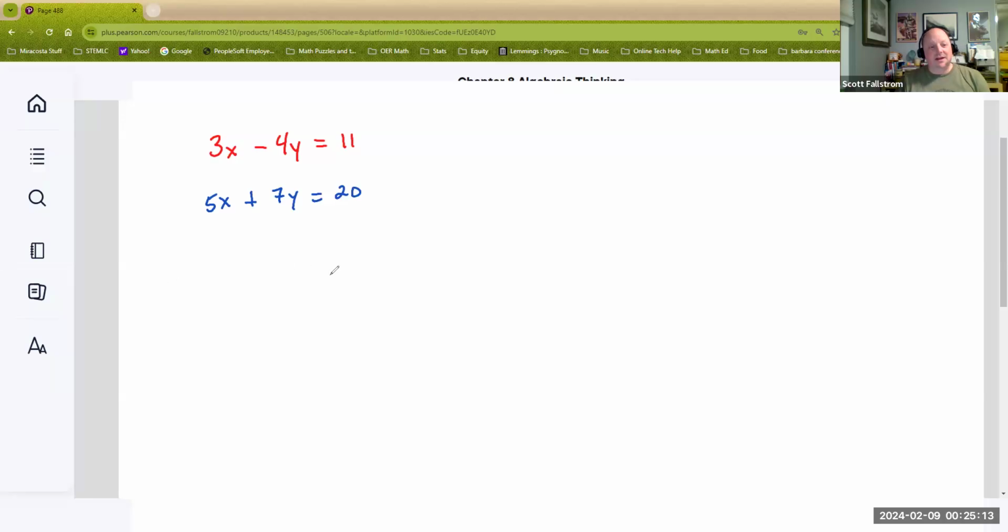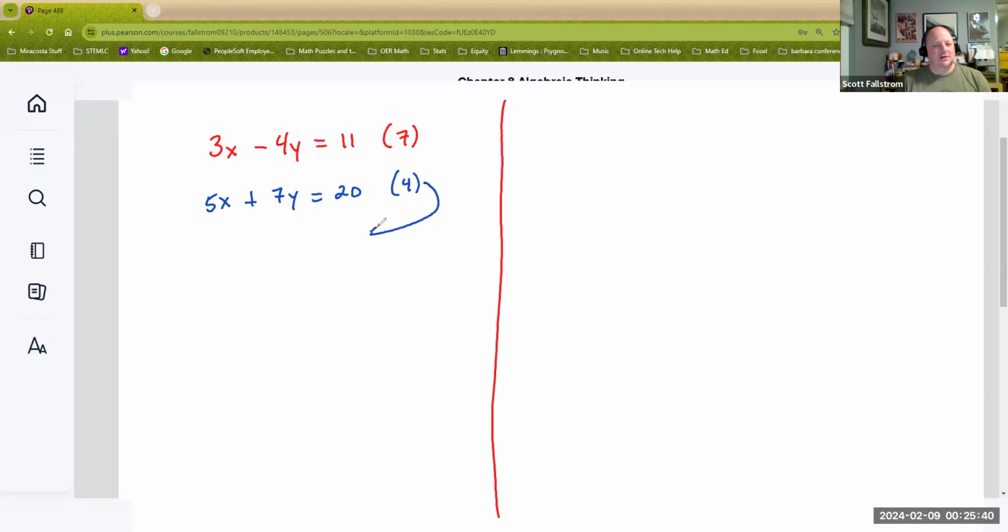Let's say we want to eliminate something. I can look right here. The y values, one's positive, one's negative. Let's get rid of the y values. So what I'm going to do is put this line down the middle, multiply the top one by 7, because 7 times 4 gives me 28. And I'm going to multiply the bottom one by 4, because 7 times 4 is 28.